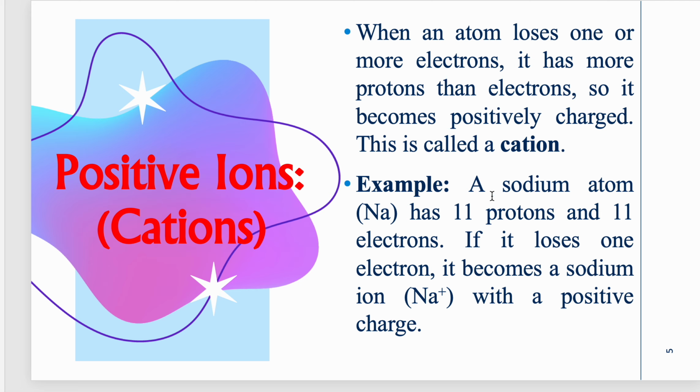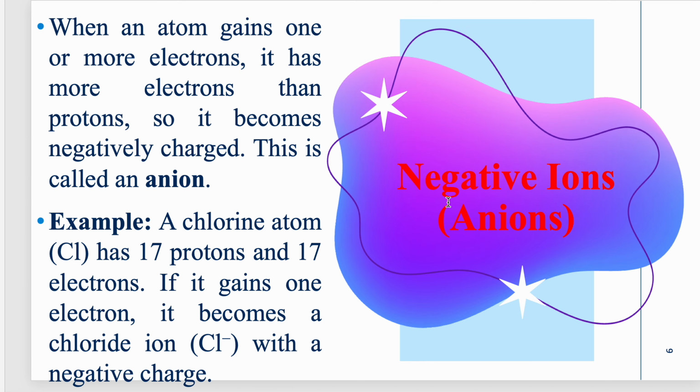Now I'll explain it with a scientific example. A sodium atom has 11 protons and 11 electrons. If it loses one electron, it becomes a sodium ion, Na+, with a positive charge. What is a negative ion? When an atom gains one or more electrons, it has more electrons than protons, so it becomes negatively charged, and this is called an anion. Example: a chlorine atom has 17 protons and 17 electrons. If it gains one electron, it becomes a chloride ion with a negative charge.